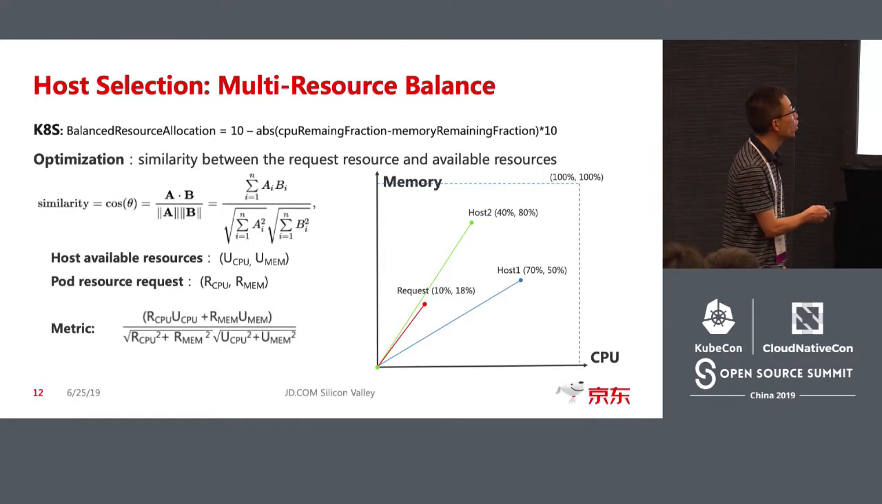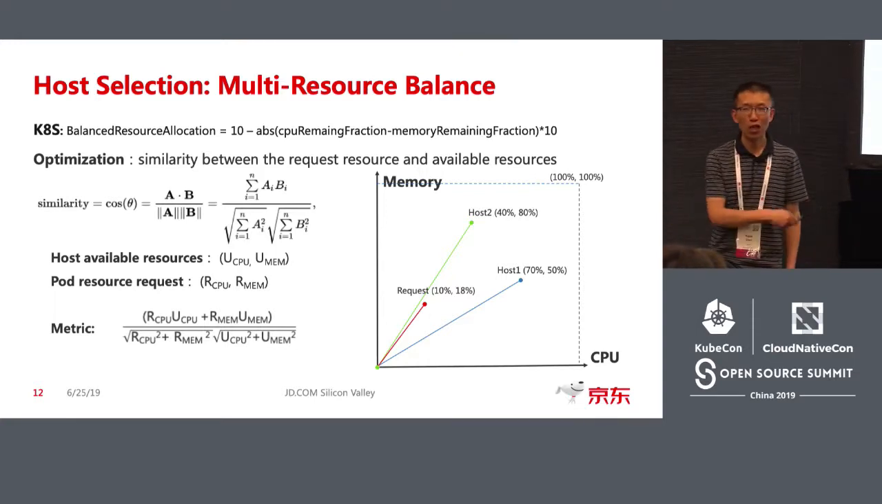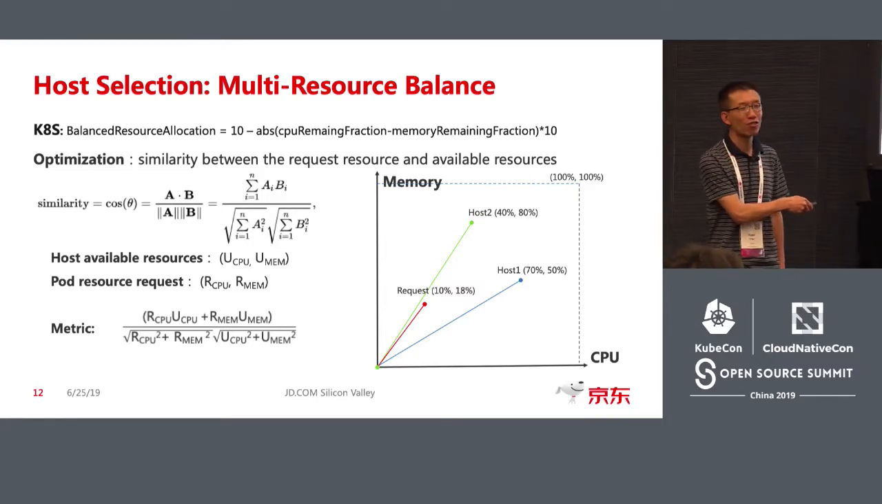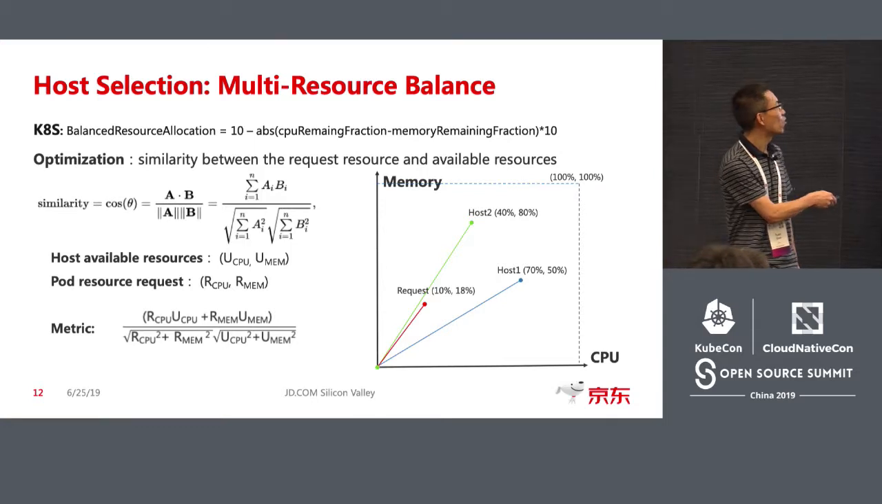What does matching mean? For example, if we have 20% CPU and 40% memory, then it can completely match. That is why we need to take these two factors, memory and CPU, into consideration, and how similar they are, the similarity. You can see the equation on the slide, and we need to evaluate the similarity between the requested resources and available resources.